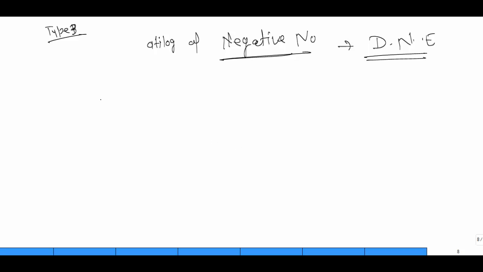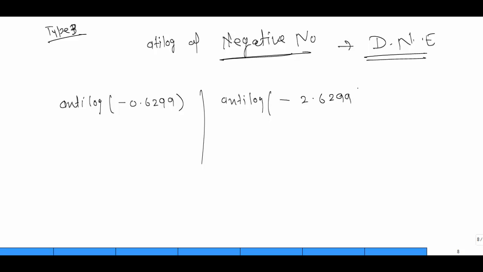Okay, so if anybody asks you to find the antilog of a negative value, what do we do? Let's take an example: antilog of minus 0.6299. Suppose I take this as a case, or another case, antilog of minus 2.6299. How will we find these cases? Firstly, as I said, the antilog of a negative number does not exist. So we'll try to make it positive.